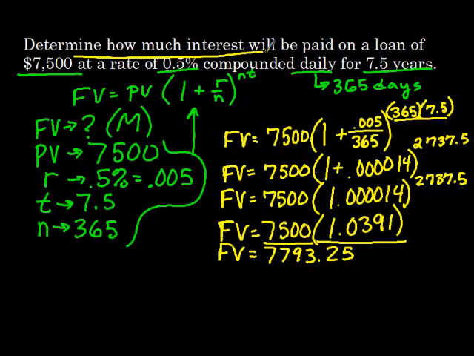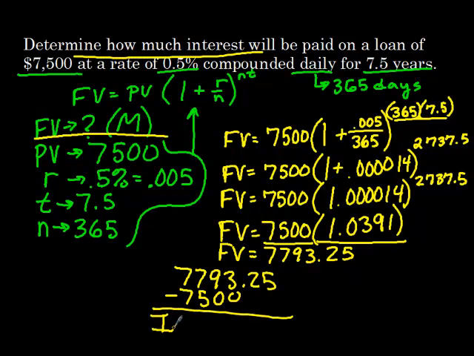Our problem says determine how much interest, which means we need to find out our value of I. We know that our FV is the same as our maturity value. So we take FV and subtract our PV. We take 7,793.25 and subtract our value of PV, which is 7,500. This will give us our value of I, which happens to be $293.25.